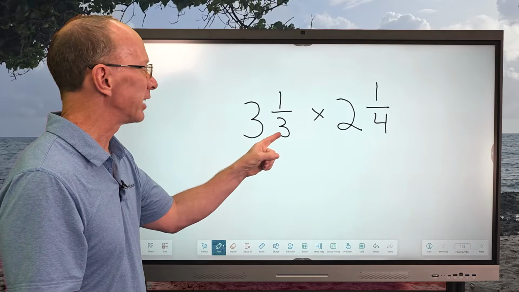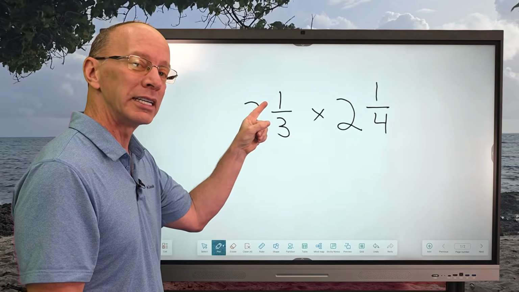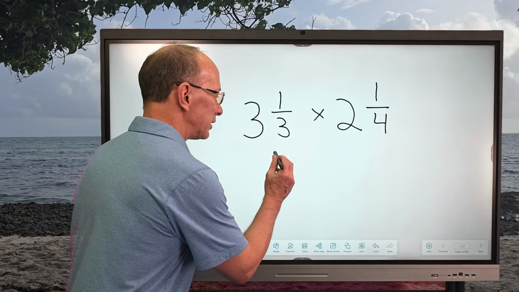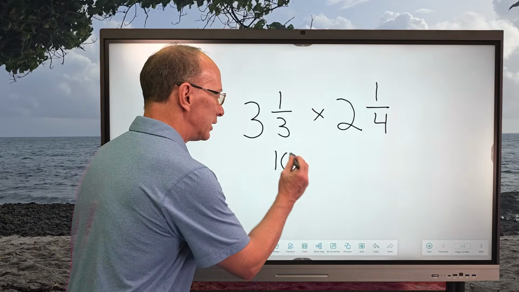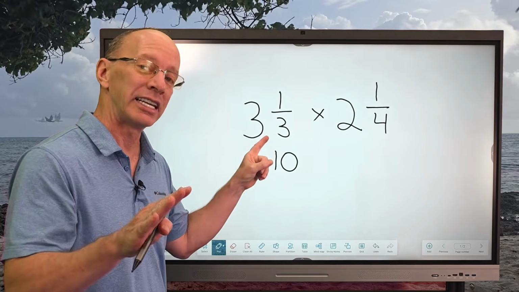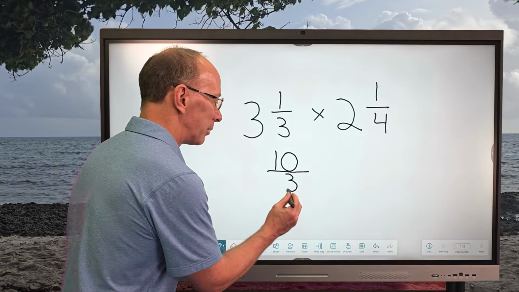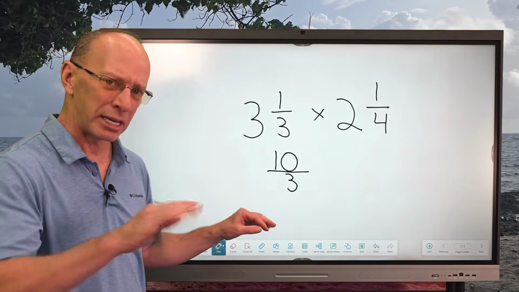So I'm going to go ahead and take 3 times 3 equals 9 plus the 1 is 10. So when I put the 10 right here, the denominator has to stay the same. So I'm going to put a line here and keep the denominator. Don't change the denominator, keep it the same.